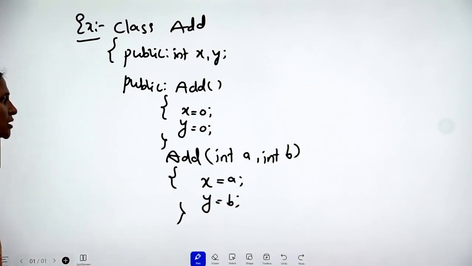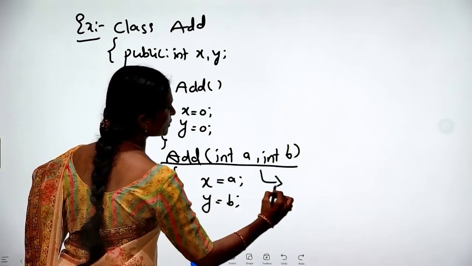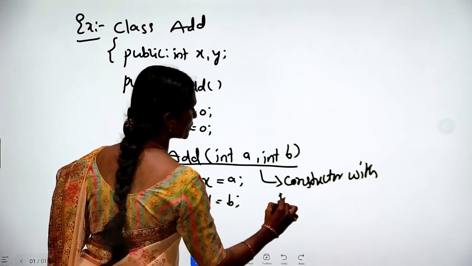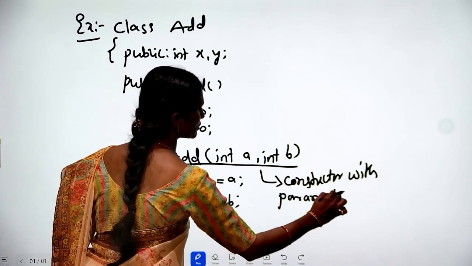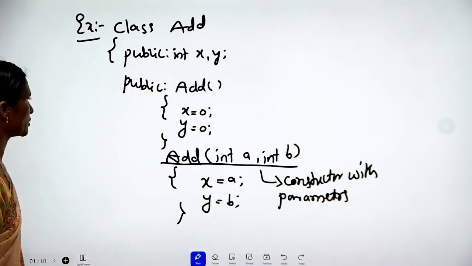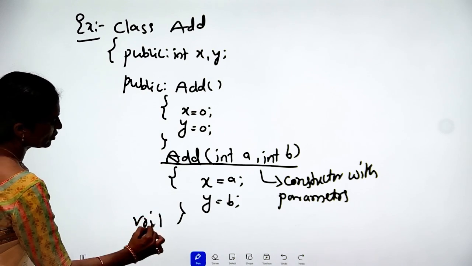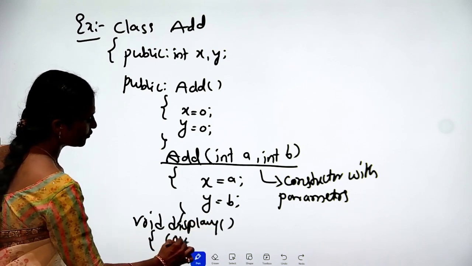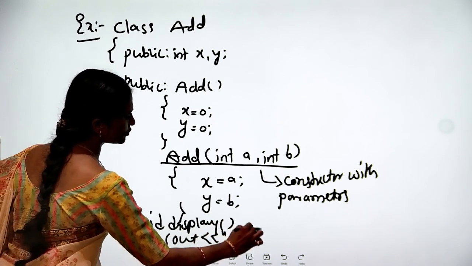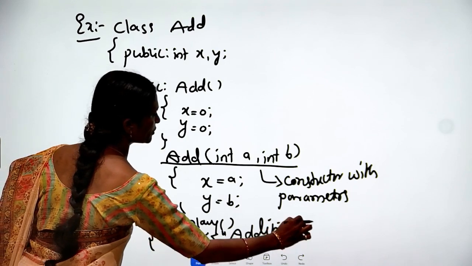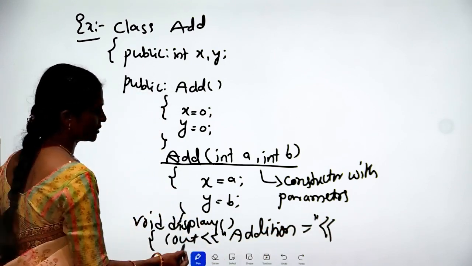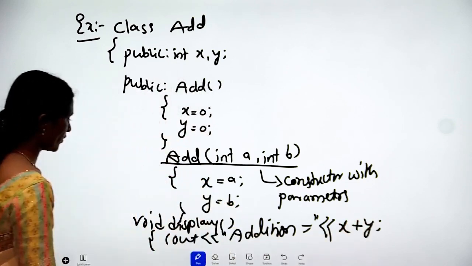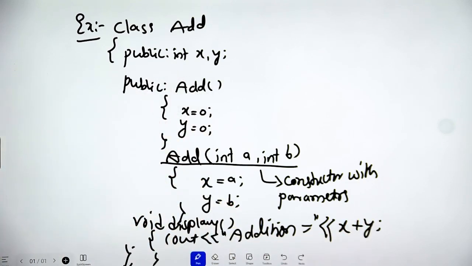So this is called a parameterized constructor, a constructor with parameters. Similarly, I will use display as a method, and performing the addition is a method, where addition is equal to x plus y. Let's close this.